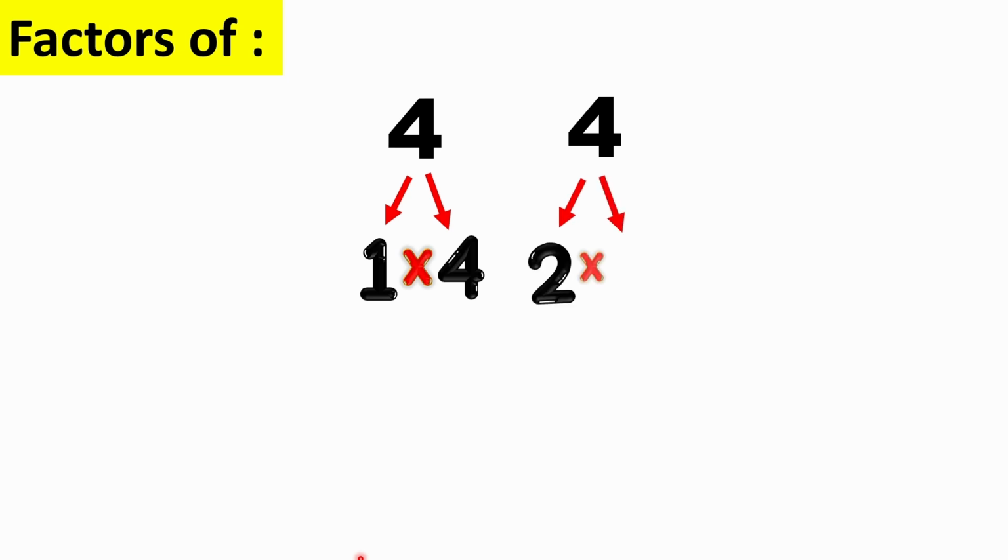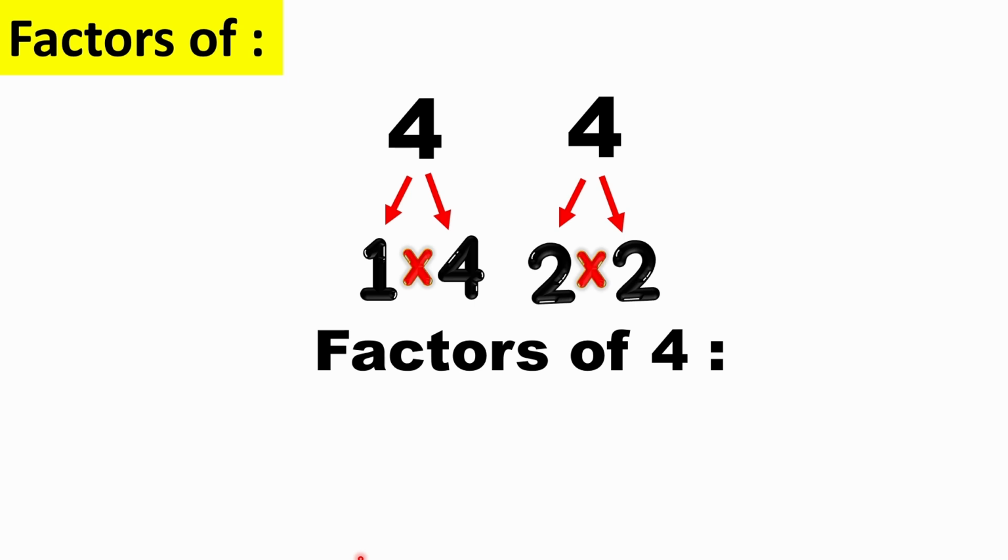So let's try the factors of 4. Factors of 4, we have 1 times 4. The other one is 2 times 2. So the factors of 4 are 1, 2, and 4. So there are 3 factors of 4.